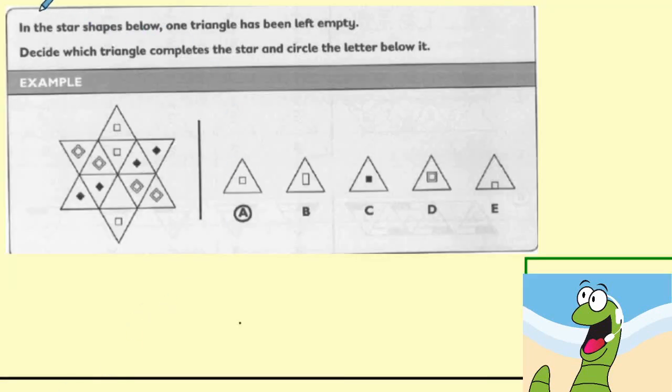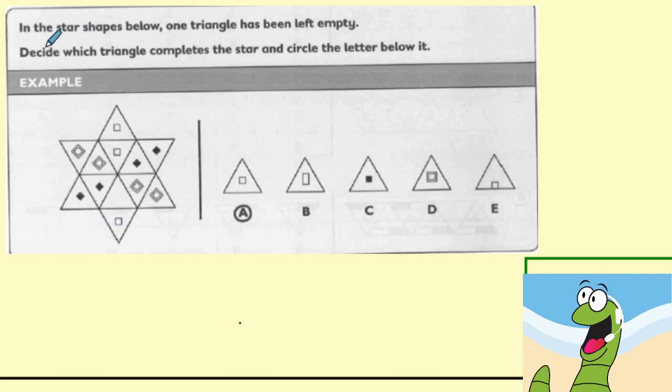So, let's start. There's your example in the star shapes below. One triangle has been left empty. Always look at what you've got. Try and work out what the patterns are. We can see in this one that diagonally this way we have these square shapes, and there's a repetition on the inside as well. In the opposite direction, we have these filled in squares, or diamonds, whichever you want to call it. And then going down the center, we have just a square shape, blank, with no shading inside.